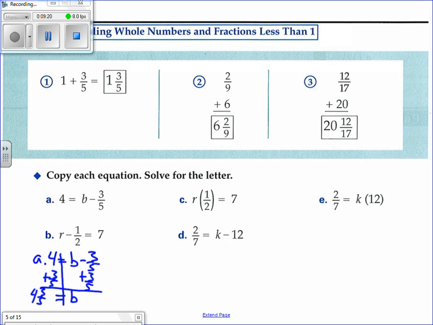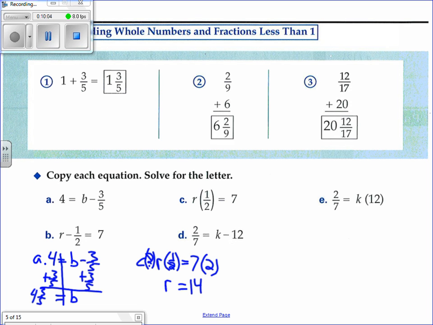Okay, the next one we're going to look at here is actually letter C. We've got R times 1/2 equals 7. Remember the parentheses mean to multiply, and the way to undo multiplying by a fraction is to multiply by its reciprocal. So the reciprocal of 1/2 would be 2 over 1, which is just 2. So we're going to multiply by 2 on both sides. And when I do that again, my 2's cancel out. I'm left with R equals 14. So we are done with that.